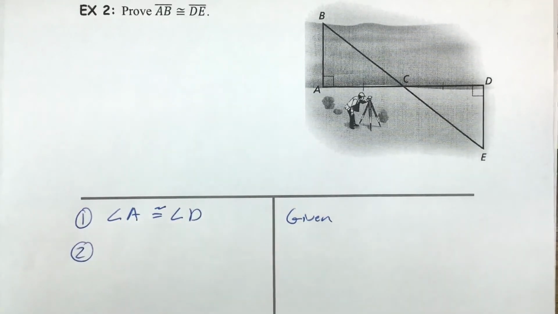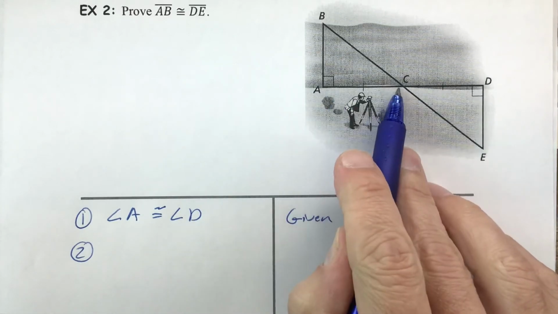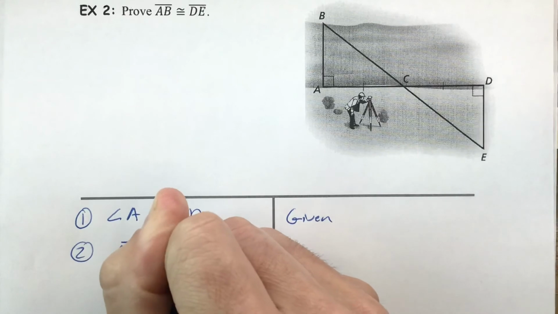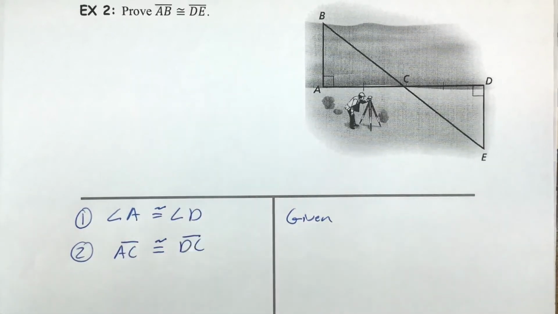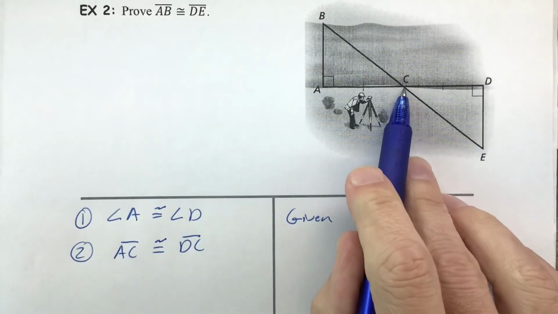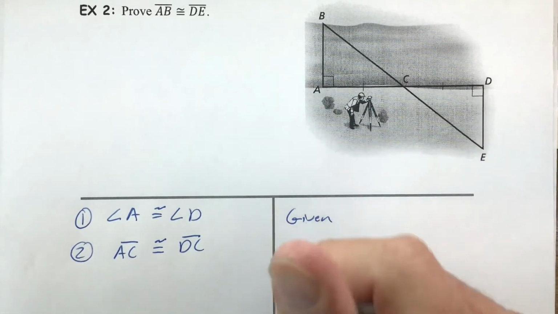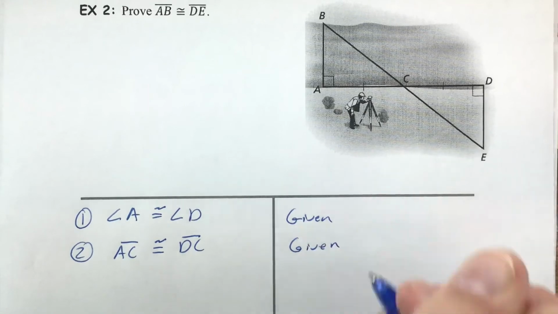Step 2, AC is going to be congruent to DC. All right, that is going to be congruent because C was chosen to be a midpoint from A to D. Okay, so that would also be given. We can state it that way.